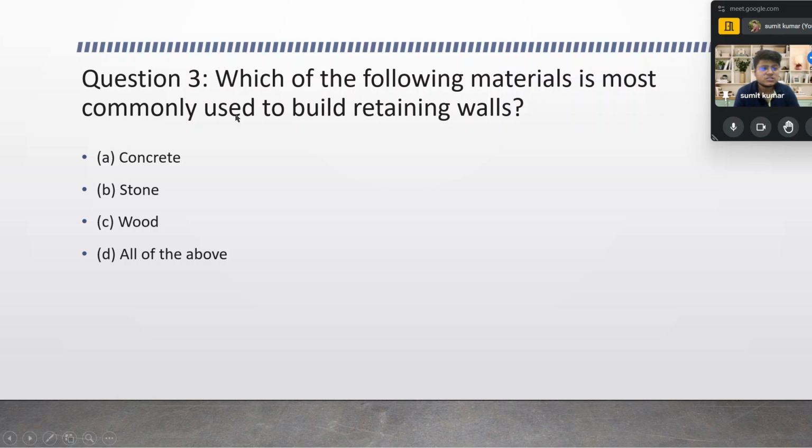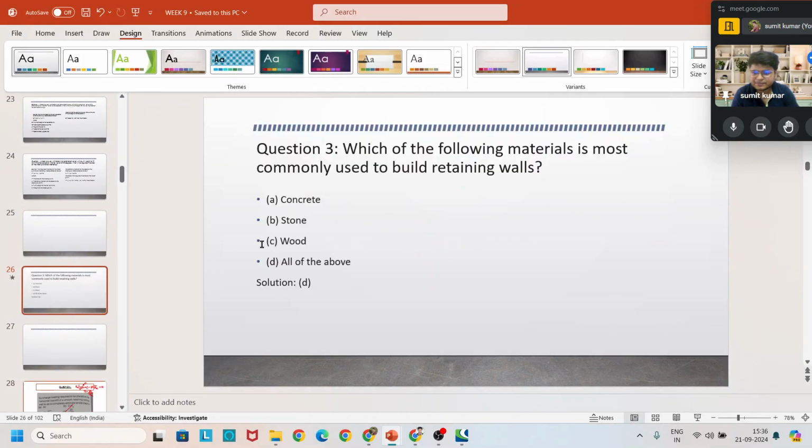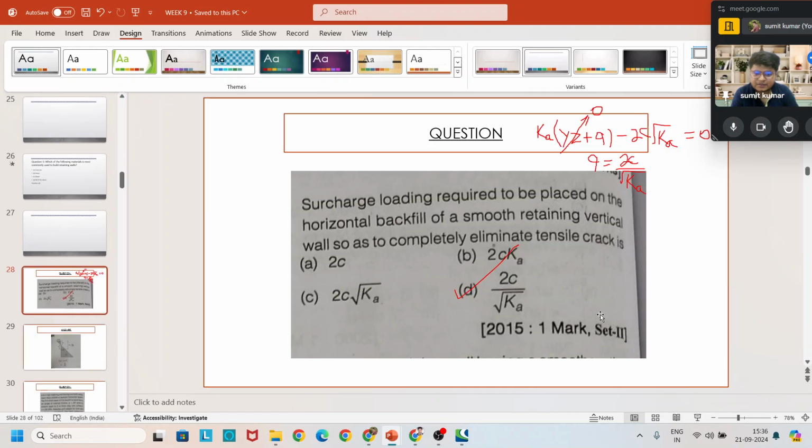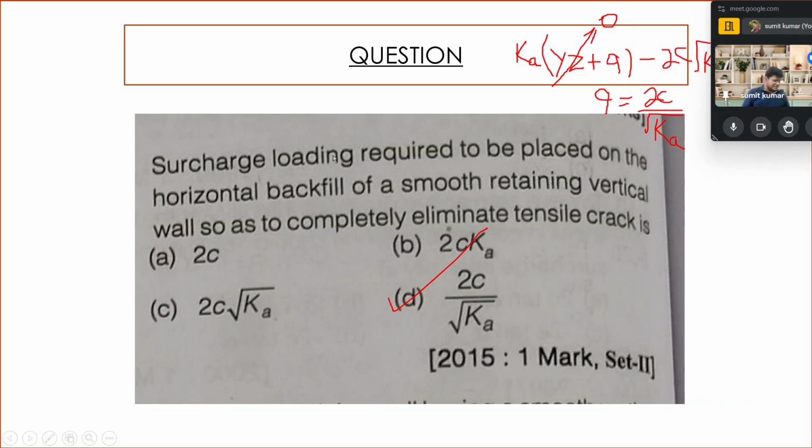Okay. So we are moving to the next problem. Now, as you are seeing over here, the question is asking about the surcharge loading required to be placed on the horizontal backfill of a smooth retaining wall so that it completely eliminates the tensile crack. Some calculation I have written over there.